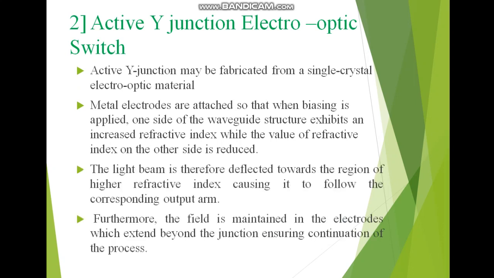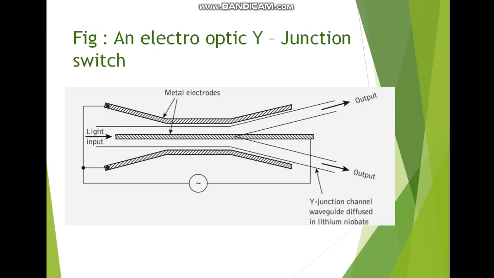Clear? Next, furthermore, the field is maintained in the electrodes which extend beyond the junction, ensuring continuation of the process. So this is the diagram of an electro-optic Y junction. Is it clear?